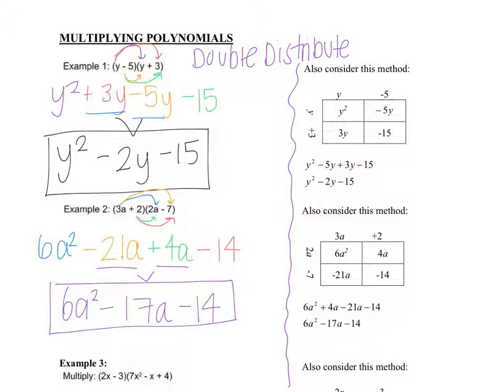Just to point out too, these boxes on the right, this other method is doing the same thing. They're just taking the two polynomials, putting them on the left and right side of these boxes, and then they're just multiplying. So 2a times 3a gives us that 6a squared. 2a times 2 gives us that 4a. 3a times negative 7 gives us the negative 21a. And negative 7 times 2 gives us negative 14. So they're multiplying like the pieces to get each term in this polynomial. And then they just combine like terms as we did in our last step as well.